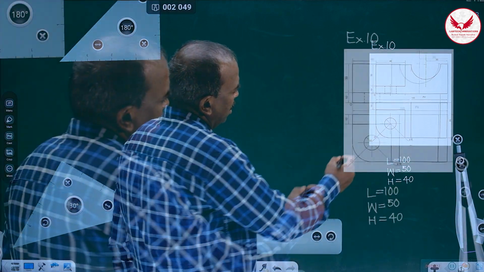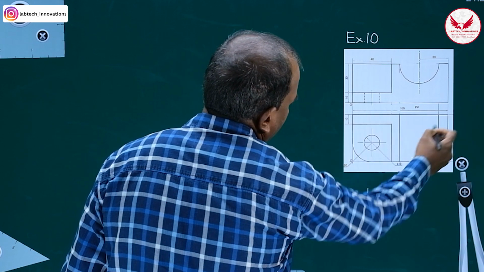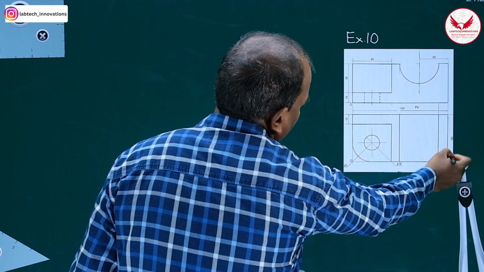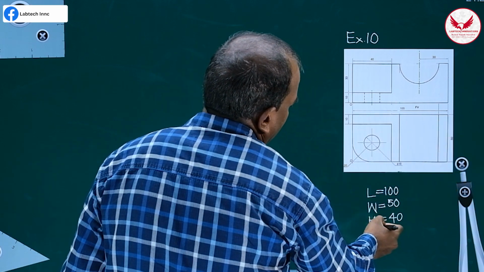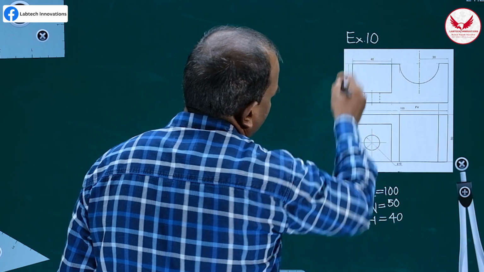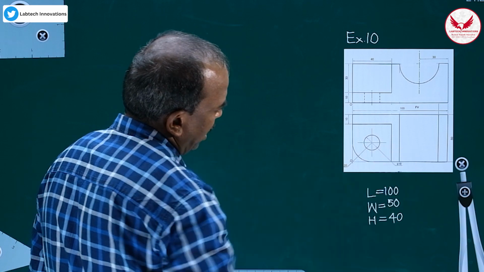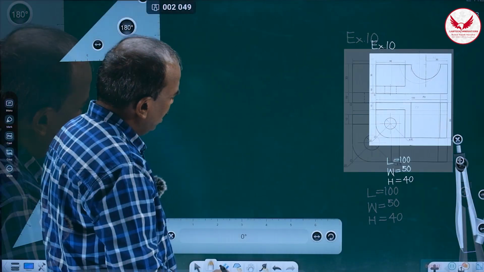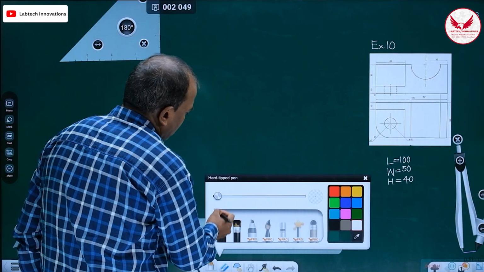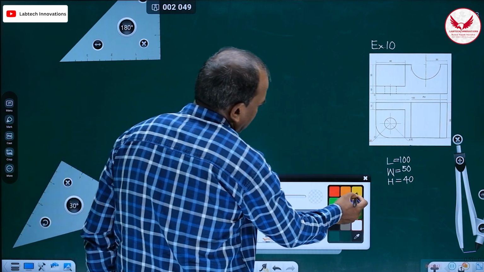As usual, get the overall length, which is 100. The width, in the top view, we can see it is 50, and the height of this object is 10 plus 30, which is 40. The origin is on the left hand side, so the length will be on the right hand side. Then prepare the isometric box.